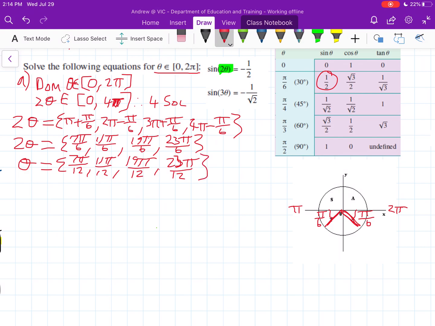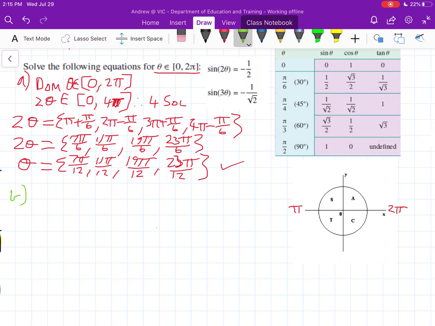So that there is our final answer. Okay? So this is how you go about breaking these down. So I'll do the second one with sine 3 theta. It's the exact same sort of method except for we're using 3 theta. So I'll do this one in green just so you can tell the difference easily.